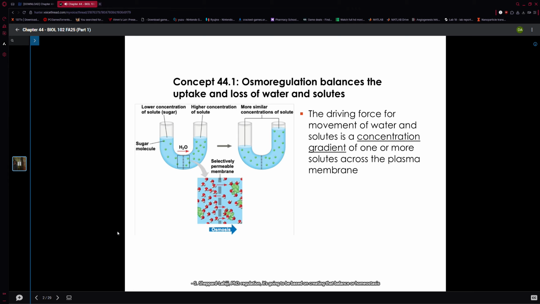So when it comes to osmoregulation, it's going to be based on creating that balance or homeostasis between the amount of water that the body needs and the amount of solutes. And we know that our cells are working within an aqueous environment. It can be highly detrimental for our bodies to have too little water. If there's too much water, we want to get rid of that too.